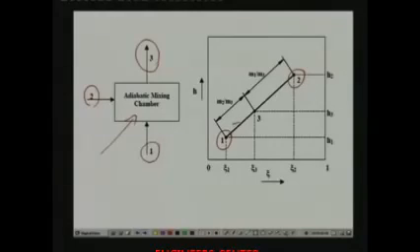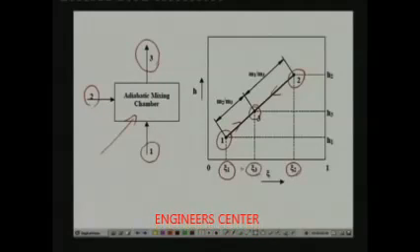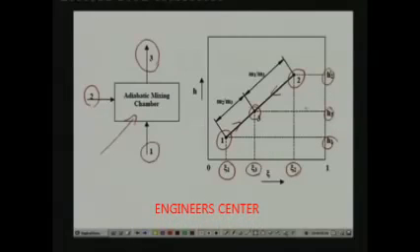Stream 2, these two streams are mixed, and let us say that this is the condition of the exit stream. So, you can point the composition: this is the composition of stream 1, composition of stream 2, and this is the composition of stream 3. Similarly, enthalpy, this is the enthalpy of stream 1, enthalpy of stream 2, and enthalpy of stream 3.